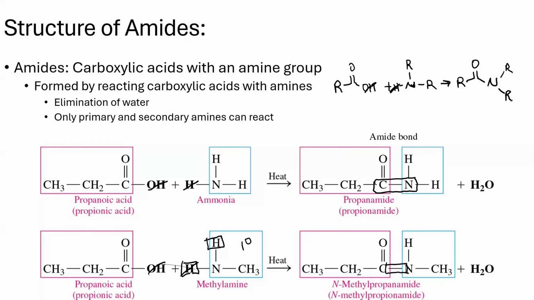Now, tertiary amines do not react, because if we look at tertiary amines, right, tertiary amines have no hydrogens around them, so they have no hydrogen to eliminate or to take away to react with the carboxylic acid. That's why only ammonia and primary and secondary amines can react with carboxylic acids to form amides.